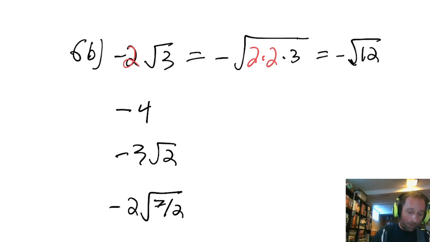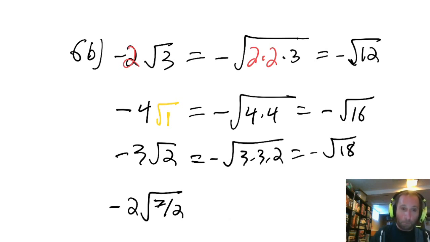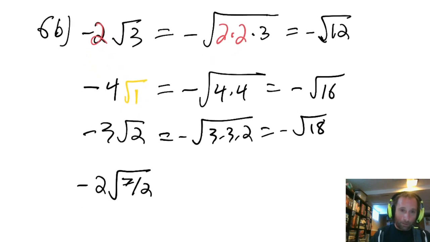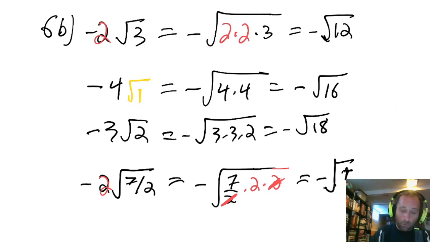Negative 4, this is the same thing as saying negative 4 times the root of 1. So this is negative root of 4 times 4, which is negative root of 16. Negative 3 root 2, so this is pretty similar to the first one that we did up there. So root of 3 times 2, so this is negative root of 18. And finally, we have negative 2 times the root of 7 over 2. I think I'm going to have to adjust my screen to get this all the way on here. So this is negative root of 7 over 2 times 2 times 2. And in doing that, the 2 divided by 2 cancels, so we're left with negative root of 14.